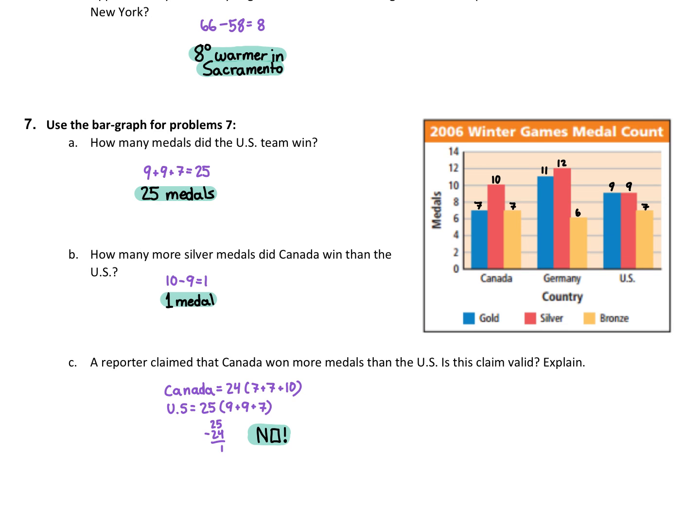And finally, letter C, a reporter claimed that Canada won more medals than the U.S. Nope, you got to add up the 3 Canada numbers. 7 plus 10 plus 7 is 24. We already had 25 for the U.S., so no. U.S. got 1 more medal than Canada did.